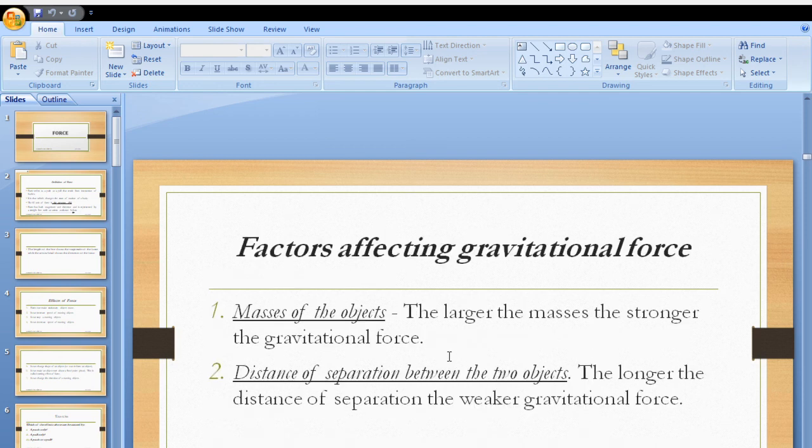Look here. We have two factors affecting gravitational force. We have the masses of the objects. The larger the mass, the stronger the gravitational force. That is why all objects are always attracted to the Earth. Reason? Because Earth has a larger mass, so it has a stronger gravitational force. Number two, the distance of separation between the two objects. The longer the distance of separation, the weaker the gravitational force, and vice versa is true.